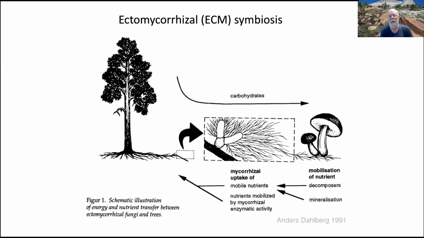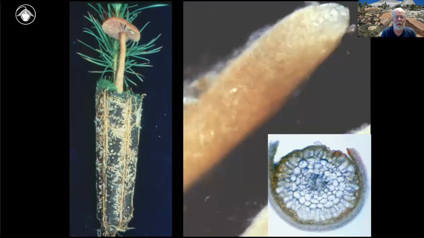So this is a diagram of the ectomycorrhizal symbiosis that comes out of Anders Dahlberg's dissertation. I love this diagram because I think it captures so much. And what it shows is that you have a basic commodity exchange here, that the tree is giving sugars to the fungus, and in return it's getting nutrients, and that interaction is happening at this little colonized root tip.